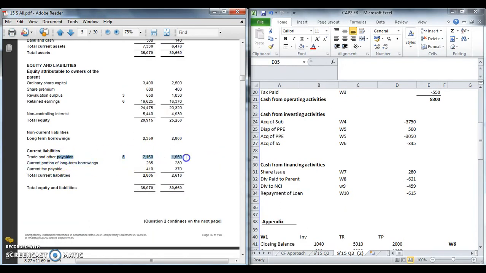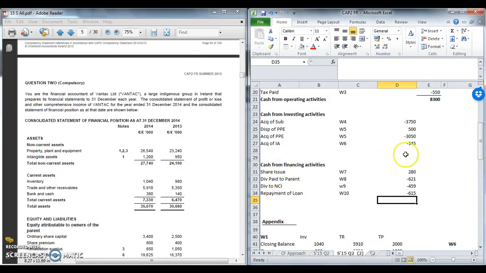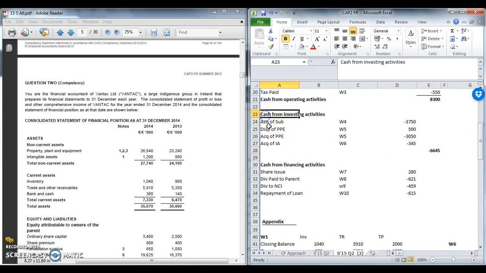We've explained trade and other payables in our working 1 and the relevant for tax and for property, plant and equipment. We've explained tax and we've explained long-term borrowings. We've now everything explained. We double check. The next step is to now tot up. Well, what is our cash flow from investing activities? It's the sum of all these. To bold that, just copy that down. And what's the cash flow from financing activities? Well, we just sum up all this and we bring it down as well.